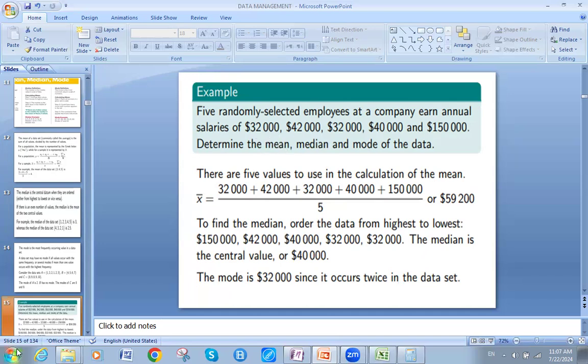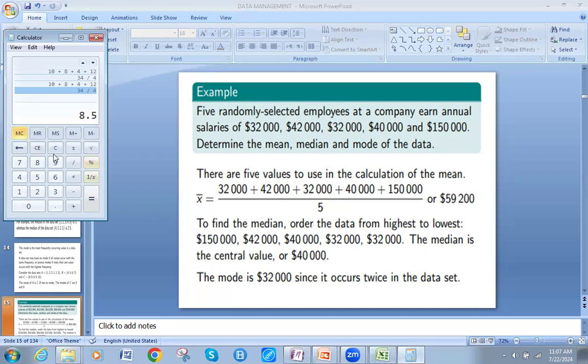So that means that I have how many? 5? There are 5, right? So I will just go to my calculator here and calculate the mean in front of you. 32,000 plus 42,000 plus 32,000 again, plus 40,000, plus 150,000.